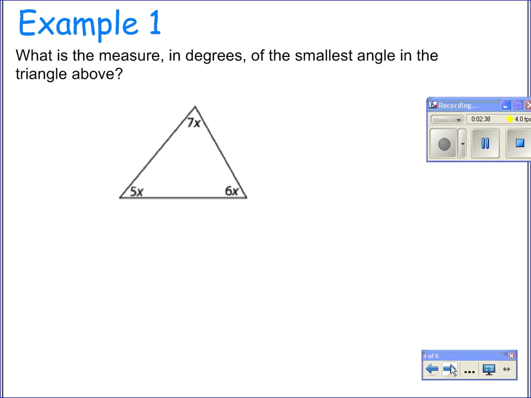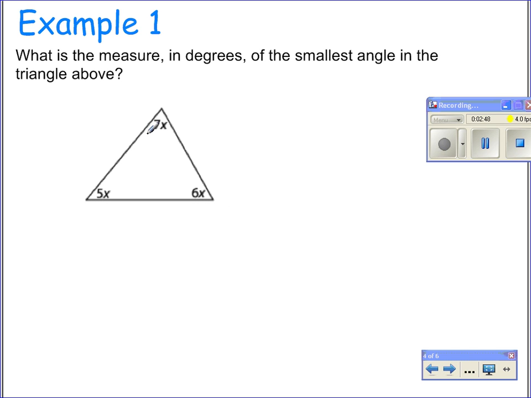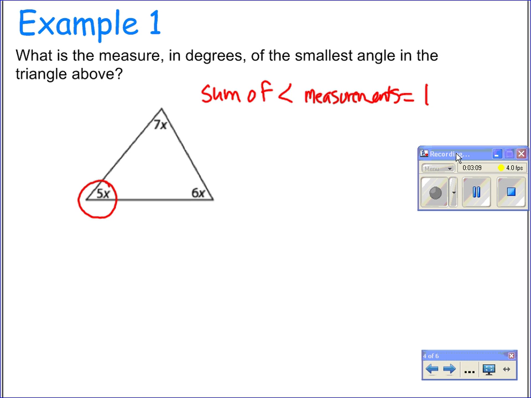The first example: what is the measure in degrees of the smallest angle in the triangle above? To find the degree of the smallest angle, which is 5x, the first thing that we need to do is solve for x. So we are going to use the formula that we just mentioned. Sum of the angle measurements is equal to 180 degrees, and then in parentheses, n minus 2.